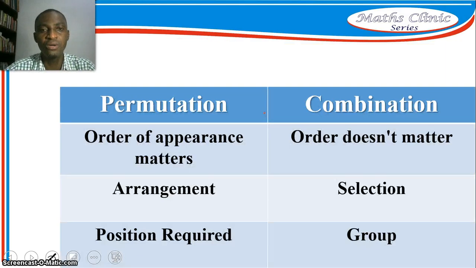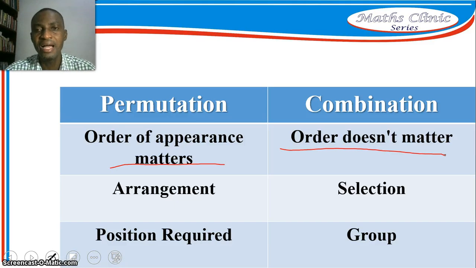So in a nutshell, the difference between permutation and combination is that permutation says order of appearance matters. Combination says order does not matter. I have gari, I have sugar, I have groundnut, I have cowbell. Mixing them together, the way I will mix them, I will eat and enjoy. I don't care about which one I put into the bowl first.